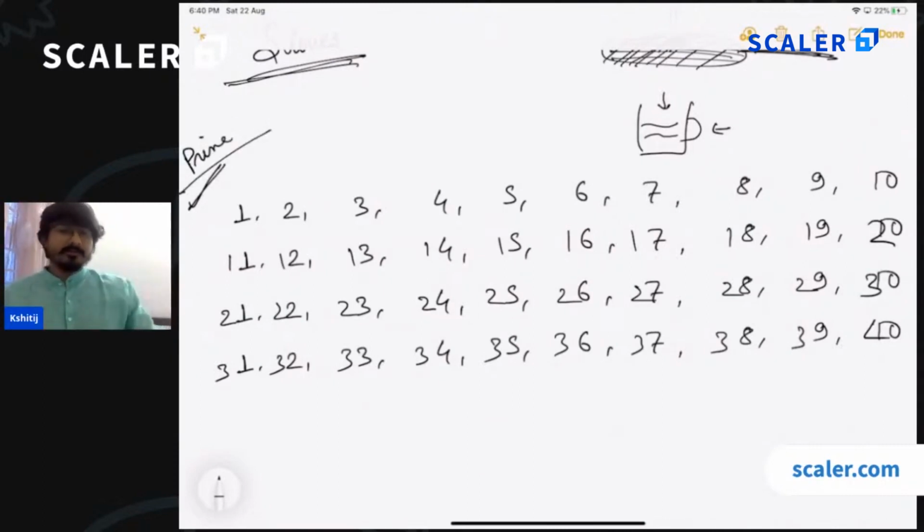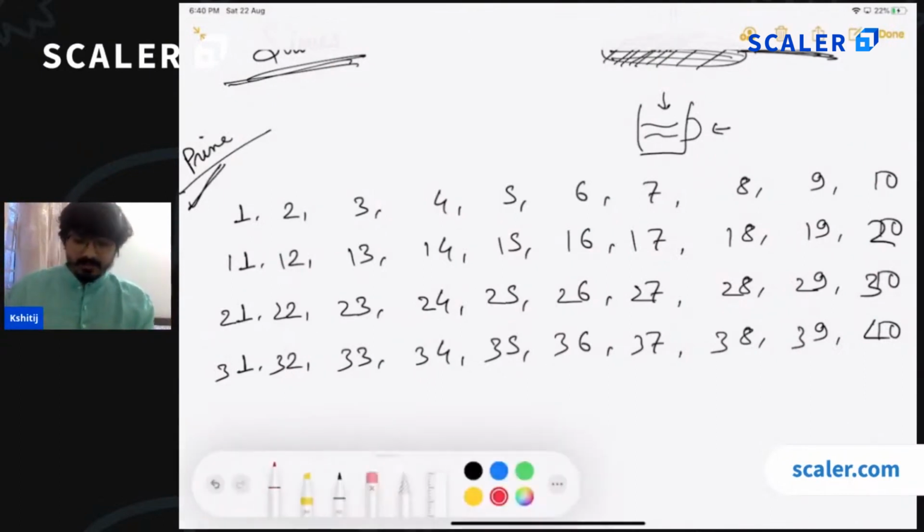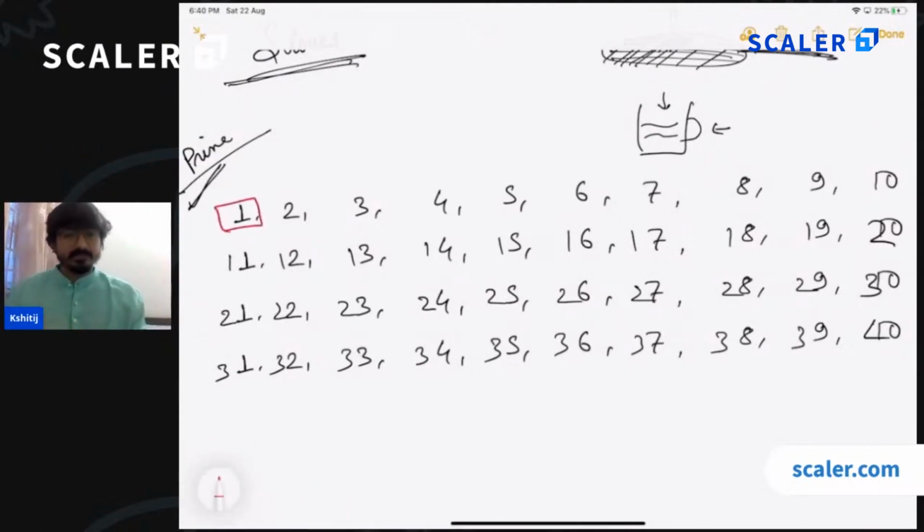Now, for 1, we are very sure that 1 is not a prime, right? Is everyone clear with this thing that 1 is not a prime, right? Why is 1 not a prime? Because a prime number has to have exactly 2 divisors. 1 has got only and exactly 1 divisor. So 1 is not a prime, so we can directly remove 1.